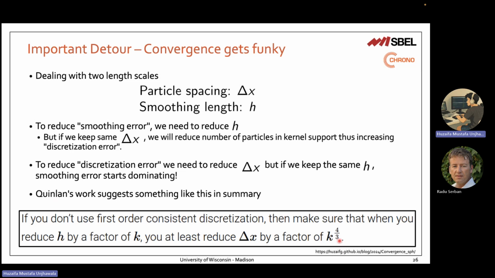So when you make the kernel tighter, you must also reduce the particle spacing, because only then will you have enough particles in the kernel to do the integration accurately. So you can't just change the particle spacing and keep h the same. You need to change h and delta x together. Okay.